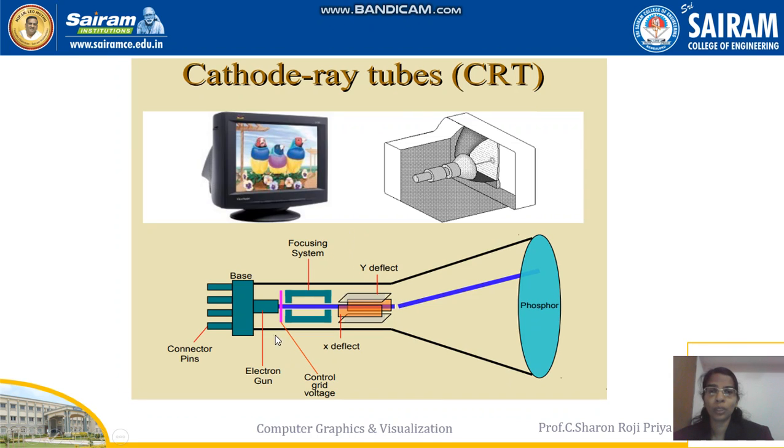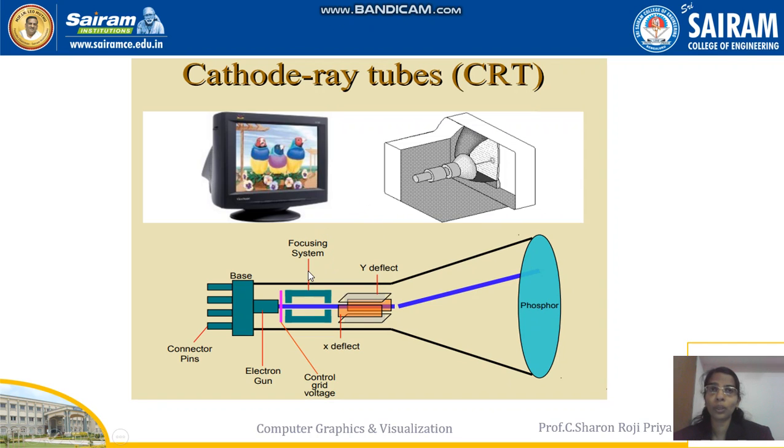This is my cathode ray tube. Opposite to my electron gun, I have a phosphorus coating. The primary components of an electron gun are a heated metal cathode and a control grid. Heat is supplied to the cathode by passing current through a coil of wires known as a filament. The control grid is used to control the intensity of my electron beam.